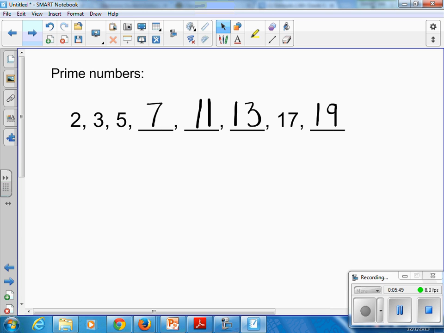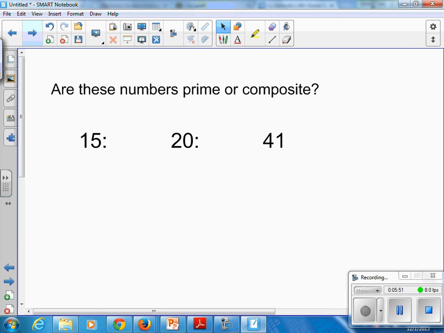For your homework, I want you to tell me, are these numbers prime or composite? Have 15, 20, and 41.